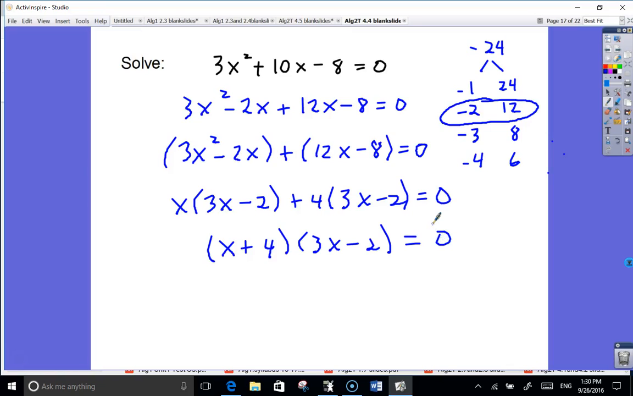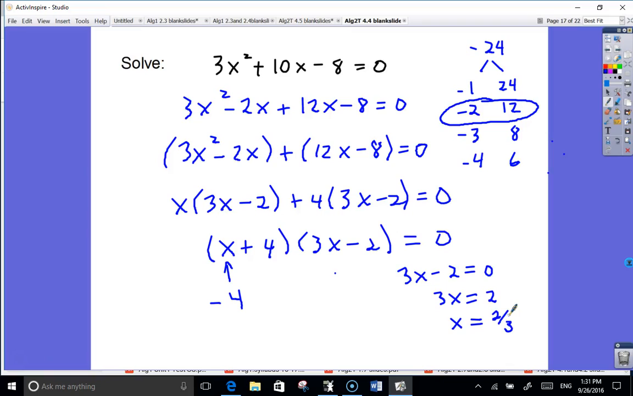Now we ask: what values of x would make this equation equal 0? Well, what would you plug into this x right there to make x plus 4 equal 0? Negative 4. You could probably see that visually no matter what. Now, you may have a harder time with 3x minus 2. If you do, then make yourself a little equation: 3x minus 2 equals 0, and solve it. 3x equals 2, x equals 2/3.